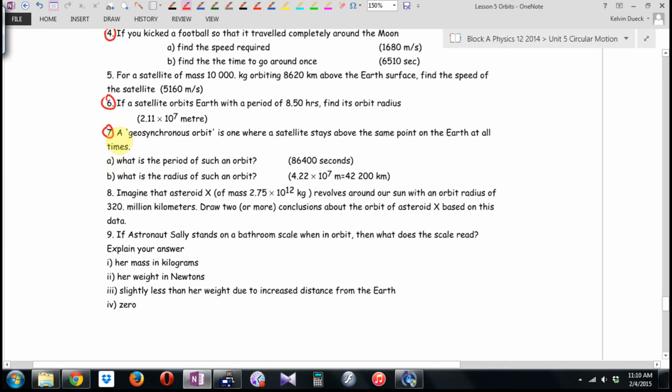7. A geosynchronous orbit, which actually we have lots of satellites in geosynchronous orbit, is one where the satellite appears to stay above the same point at all times. For it to do that, what must its period be? Ashley: 24 hours times 60 minutes times 60. They all have to have the same period, which I think means they all have to have the same height and same orbital speed. So try number 7.